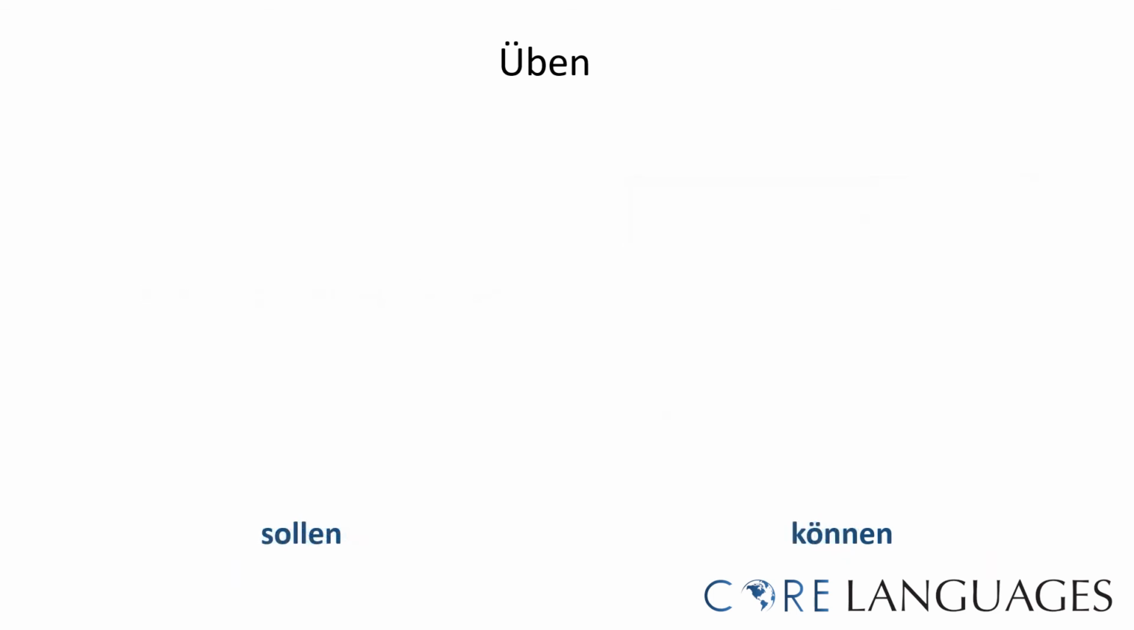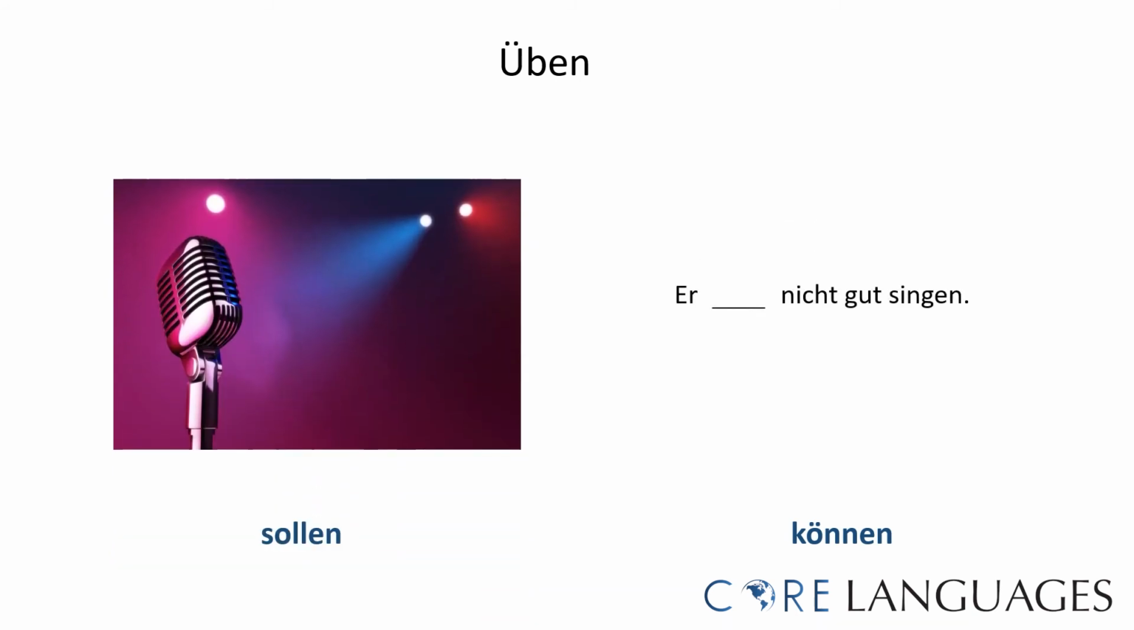How about these examples? Choose between sollen and können. Nicht gut singen. The correct modal verb is können. Kann nicht gut singen. He cannot sing well.